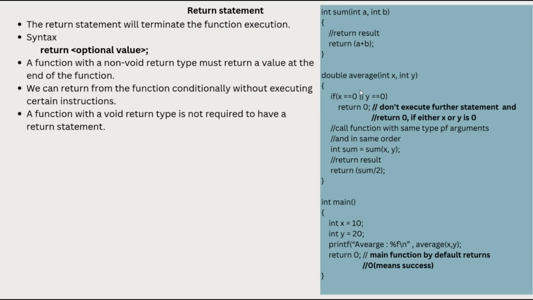Like here, if you see the average function, if x and y are both 0, I don't want to do any average, so I can check and return from here, so that after the return statement no instructions will be executed. So like this you can return from here on a condition.